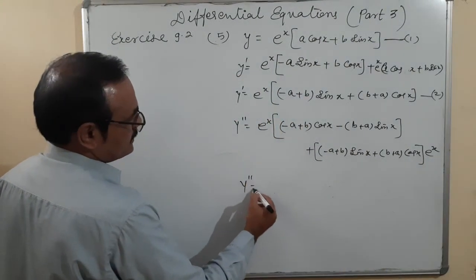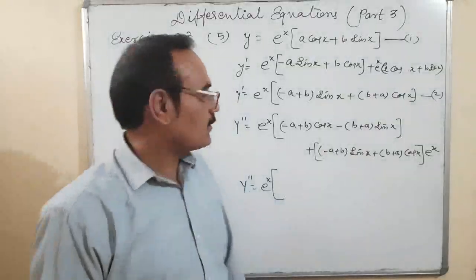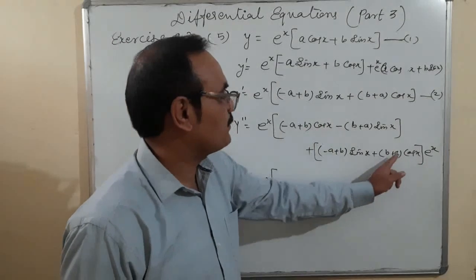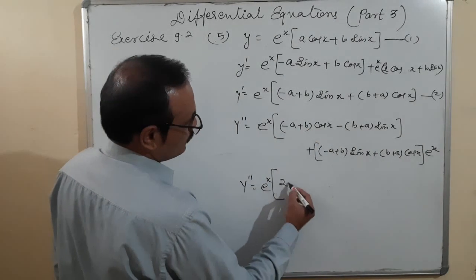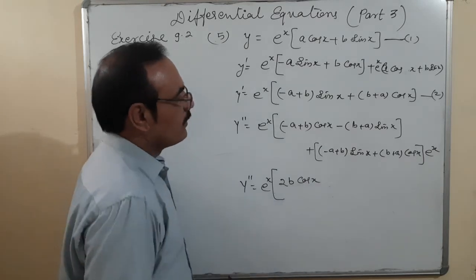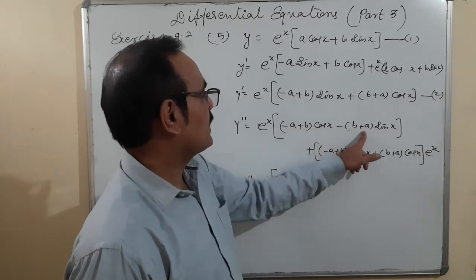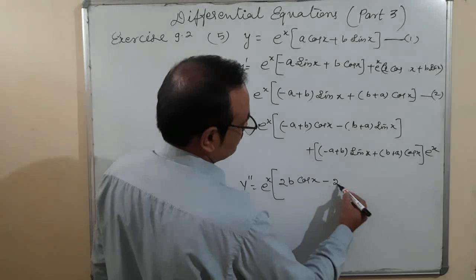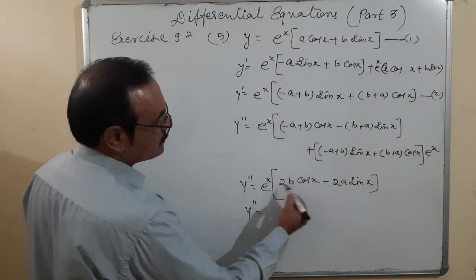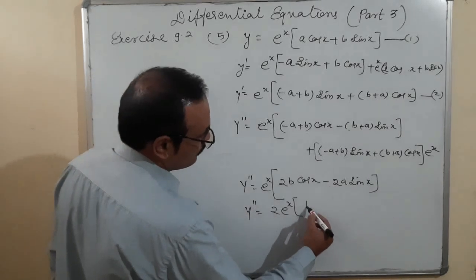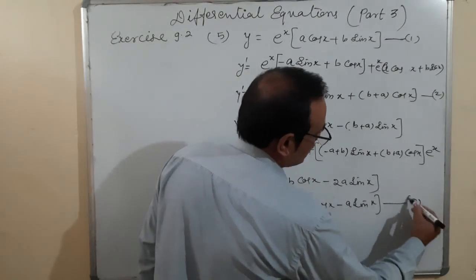Y dash dash is equal to e to the power x taken common. When I take e to the power x common, now let us see the cos x. So cos x: minus a plus b, here cos x b plus a. When we collect them, what happens? Minus a and plus a cancel, b plus b is 2b. So I write here 2b cos x. Minus b minus a and minus a plus b: minus b plus b cancel, minus a minus a is minus 2a sin x. Is it okay? So y dash dash is equal to, taking 2 common, 2 e to the power x, b cos x minus a sin x. And this is equation number 3.